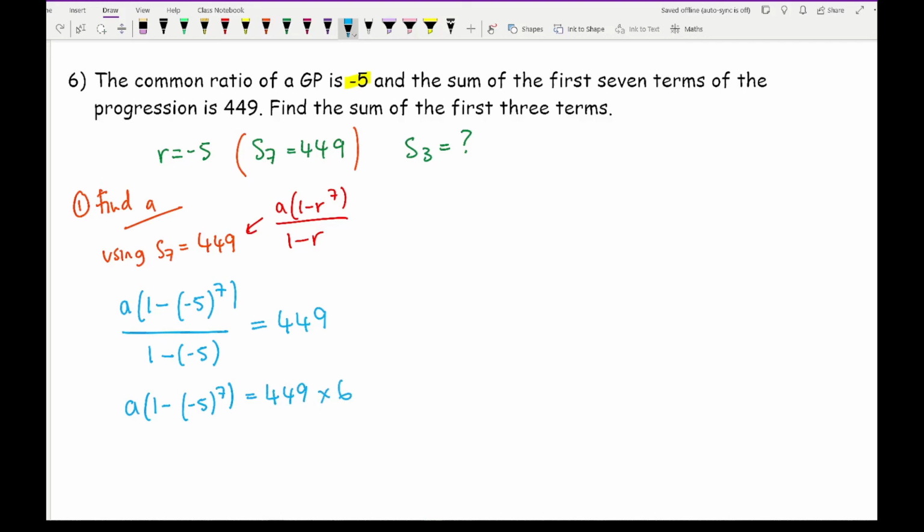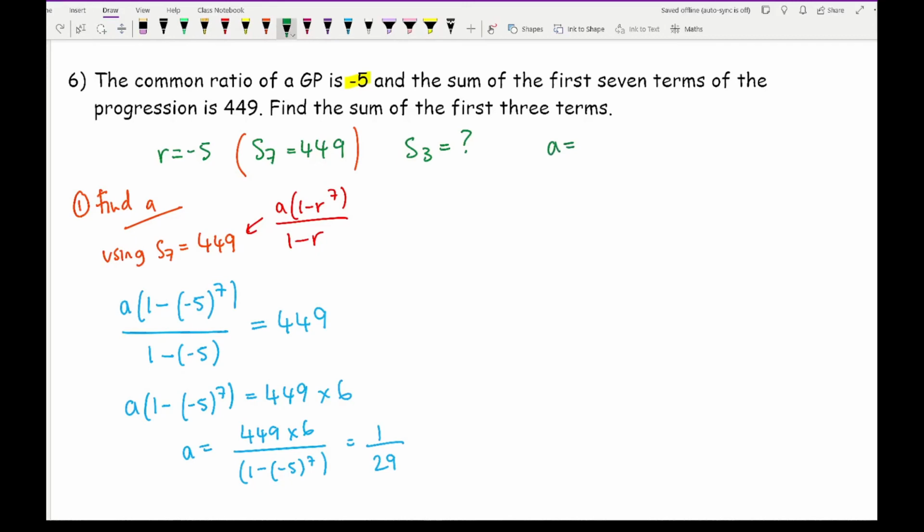So simplifying that, I get that a equals 449 times 6, all divided by 1 minus (-5) to the power of 7. And again, if I just simply type that in, it looks a bit of a mess, and you can feel free to simplify any of that. So I get 1 minus (-5) to the power of 7, and that equals 1 over 29. So now we know that a equals 1 over 29.